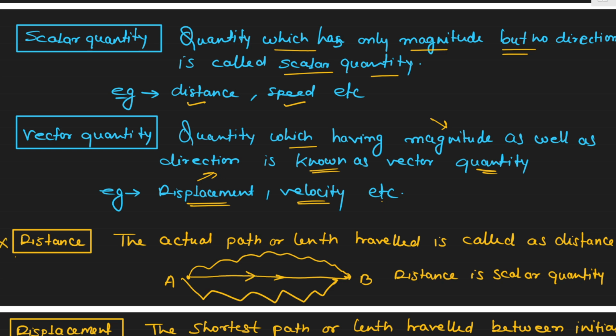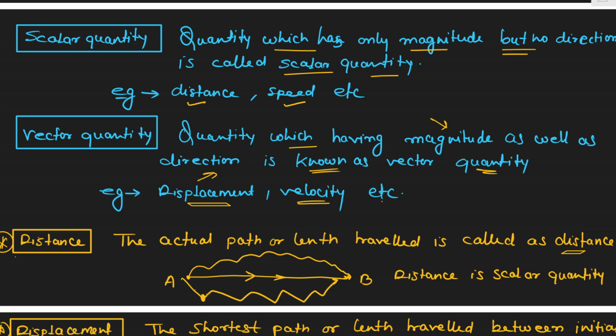Now we are coming to some important points here. What is distance and displacement? The actual path or length traveled is called distance. So if you are traveling from your home to your school, or from your home you are going to your friend's house.